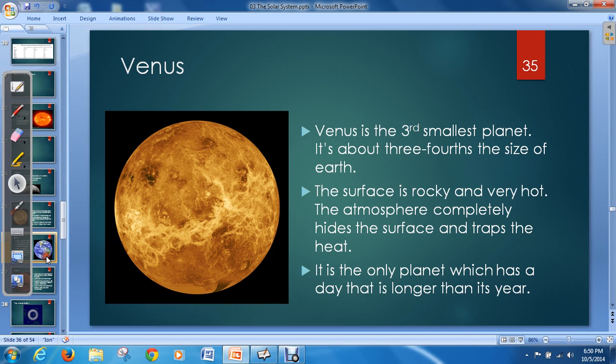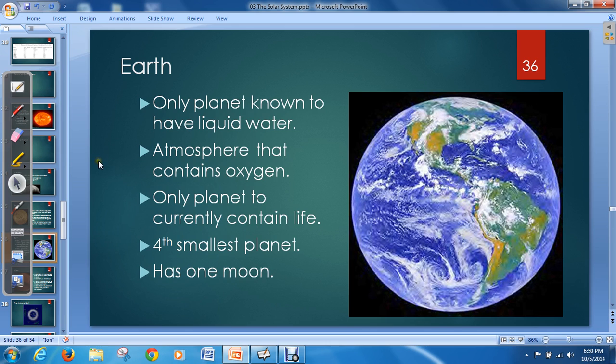Okay, then there's good old Earth. You should be pretty familiar with this planet, I hope. It's the only planet known to have liquid water at the moment. Its atmosphere contains oxygen. It's the only planet to contain life. It's the fourth smallest planet, and it has one moon. Okay, and again, when we think of moon, in this class, it's not going to be specifically just our moon, but a moon is just any object that revolves around a planet. Okay, I won't go into too much detail about Earth because that's for the rest of the class.